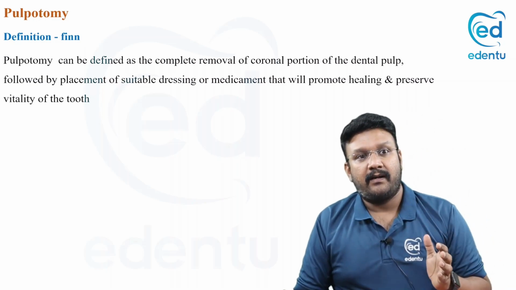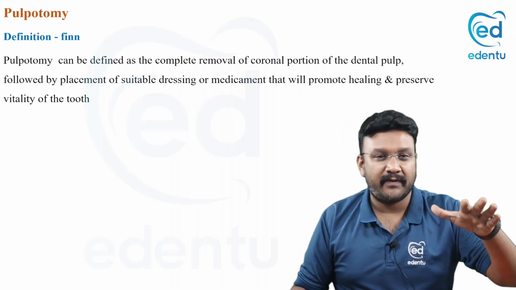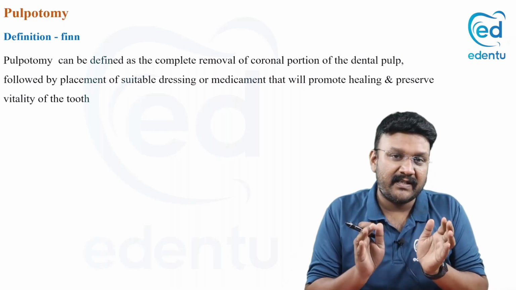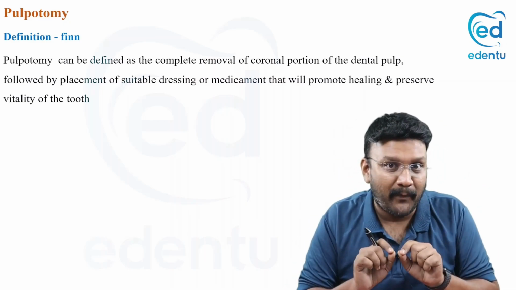Pulpotomy is nothing but removing the coronal portion of the pulp and keeping the radicular portion of the pulp vital so that you can maintain the vitality of the tooth. That is just a nutshell of the definition. When it comes to the definition, you need to write it in a proper way.